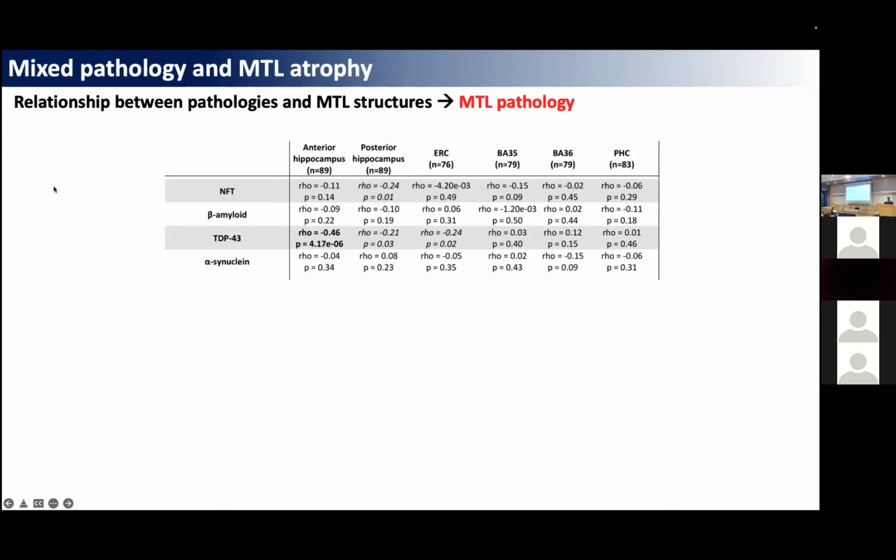So here are the results regarding the relationship between pathology in the MTL and MTL structures. We found that the amount of tau was negatively associated with the volume of the posterior hippocampus, where more tau in the MTL is associated with a smaller volume of the posterior hippocampus. And we found negative associations between the amount of TDP pathology and the anterior hippocampus, the posterior hippocampus, and thickness of the entorhinal cortex. Only the association between TDP and the anterior hippocampus survived Bonferroni correction.